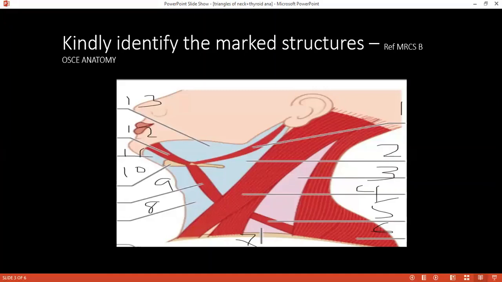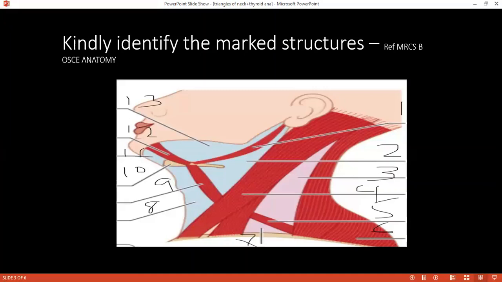What is the nerve supply and action of this muscle? Sternocleidomastoid helps in the... You can come back to this later.